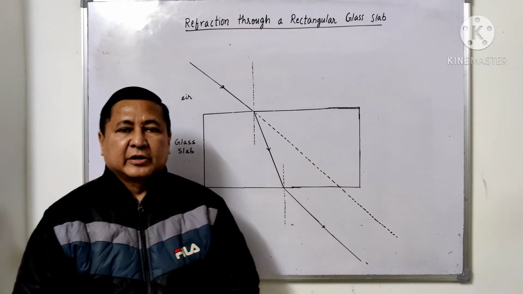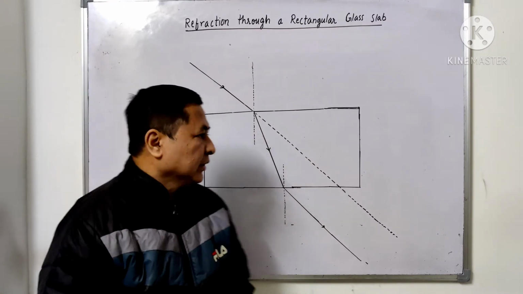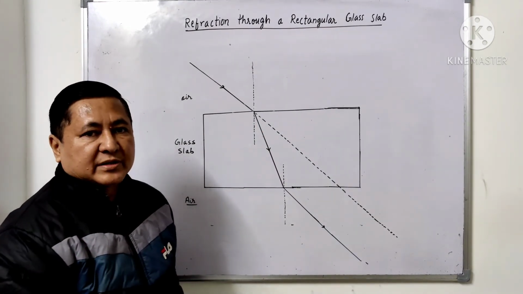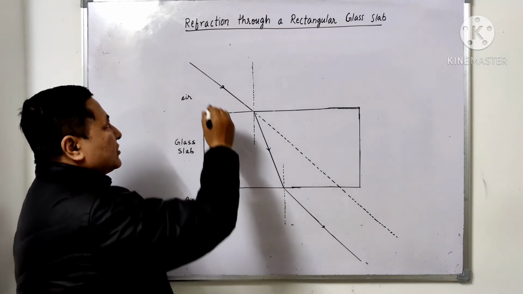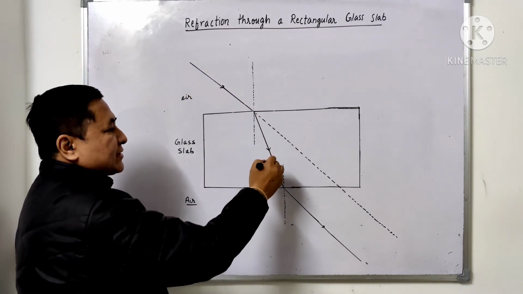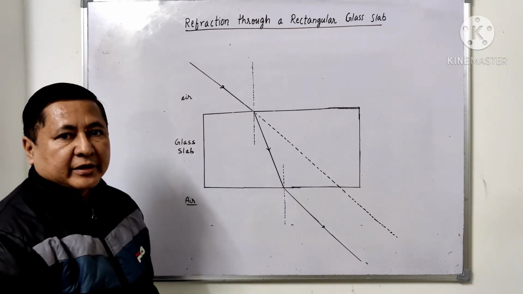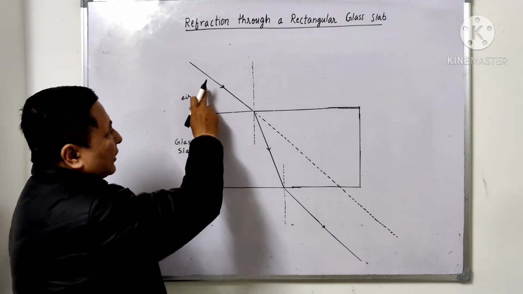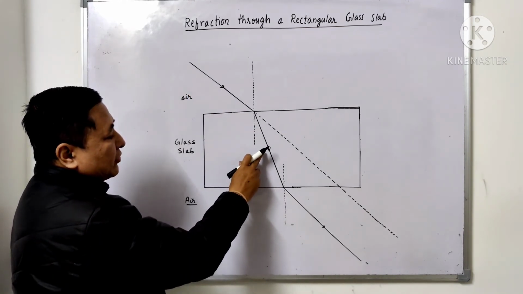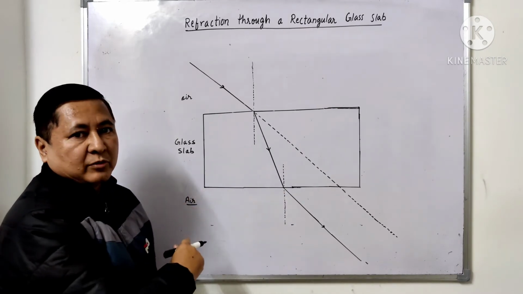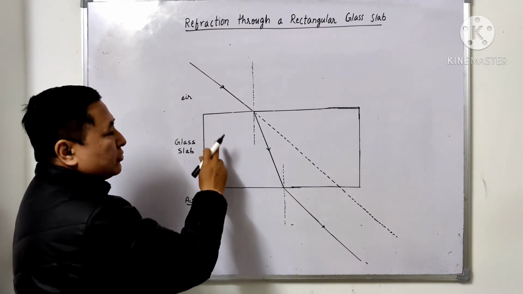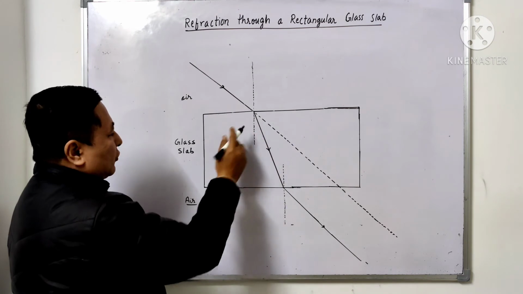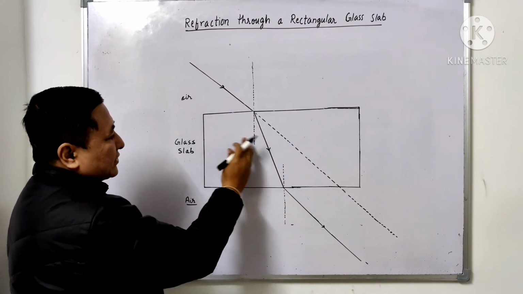Now let us take the refraction through a rectangular glass slab. In the figure you can see this is a glass slab I have made here. It's a rectangular glass slab, and the ray of light is entering from air to glass slab. As we know, air is a rarer medium and glass is a denser medium. So when a ray of light enters from air to glass, it will bend towards the normal because the light is traveling from rarer to denser medium. This is the incident ray and this is the refracted ray.